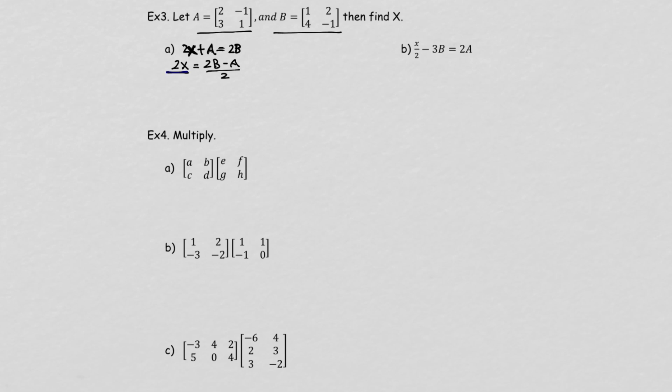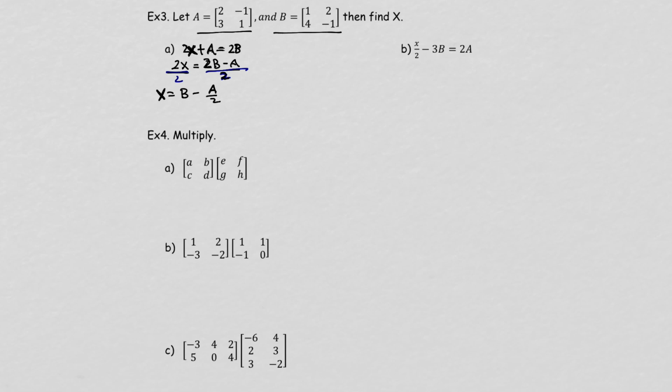Let's use a different color. Then you will get x equals 2B over 2, where the 2 cancels out and just gives you B, but then you have A over 2. So basically, in order to solve for x, you divide matrix A by 2 and subtract that from B. So I will do that here.